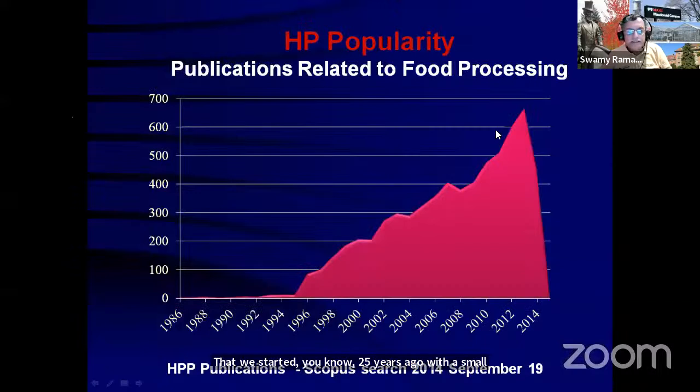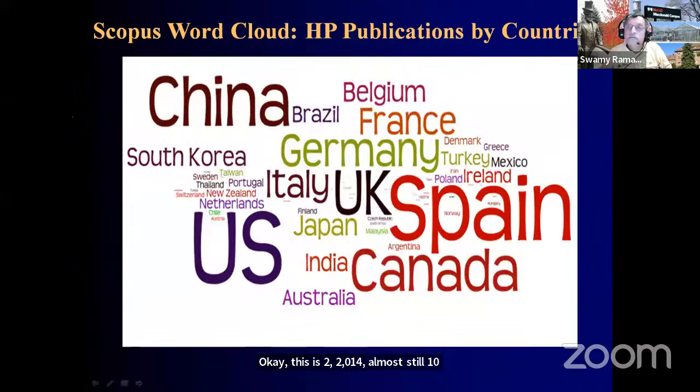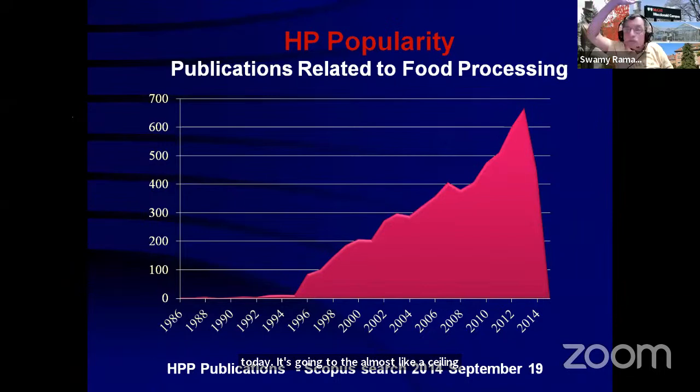Just to give a little bit about the popularity of high pressure processing through research, this is based on Scopus, showing how many publications are coming each year. You can see from 1986 to 1994, there is almost nothing, very few publications. Since 1996, it started growing in an exponential fashion. This is 2014, almost still 10-year-old data. Today, it's reaching almost a ceiling, with more than 2,000 publications coming each year making some use of high pressure processing.